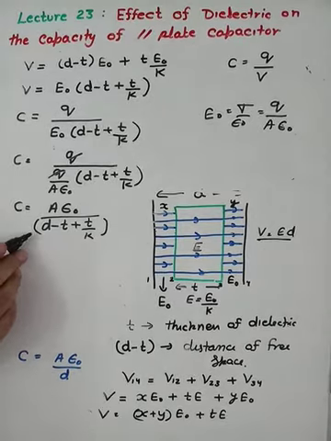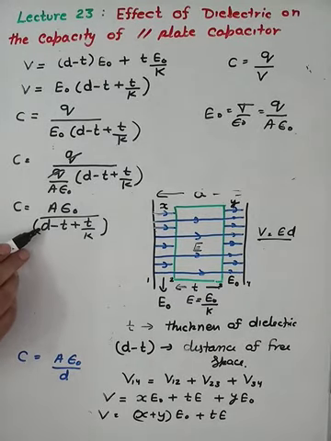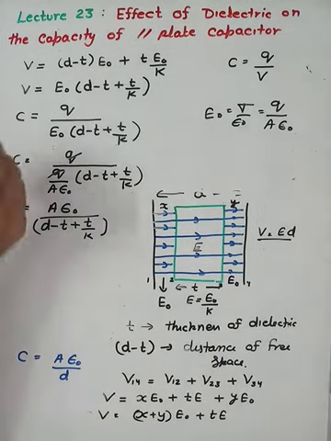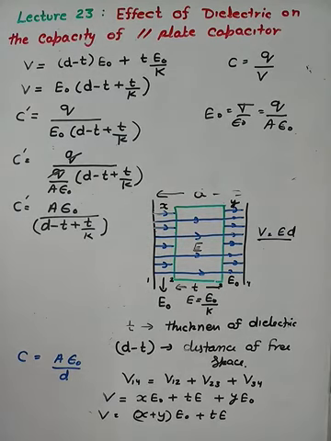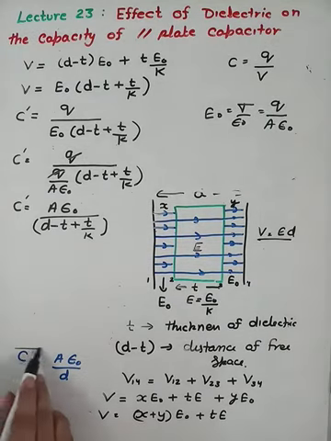Since the denominator is less than d, this is the capacity in the medium, denoted by C dash. Since its denominator is less than d, C dash will be greater than C, which is the capacity in free space.